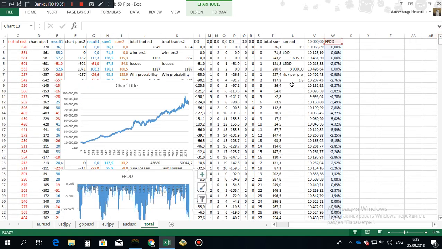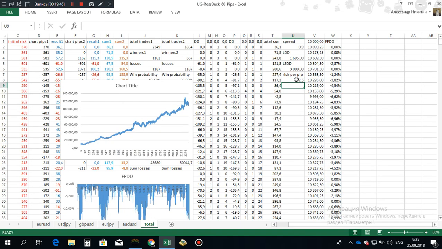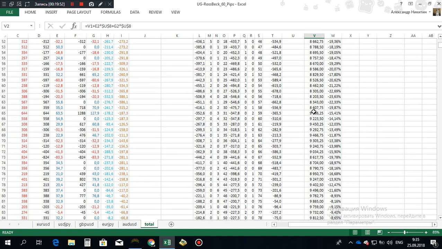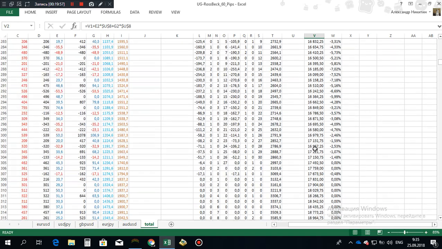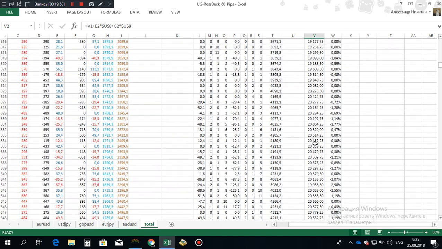So we have 1.8. What if we start from $2 per pip? Maybe 2.5 would be okay. What if we start from this, slightly increasing that? And of course we need to recalculate our money management. We will hit our 20k a bit faster, yes?